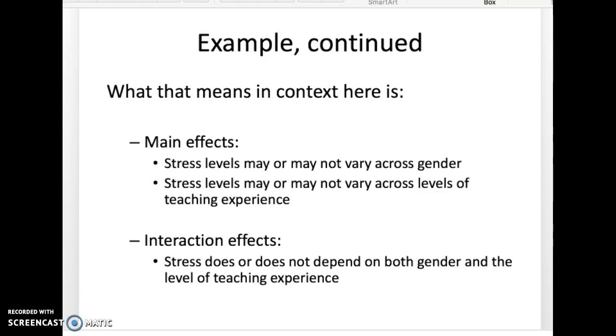What that means in context here is main effects. We're interested in the direct relationship between stress levels and gender. And then separately, stress levels and teaching experience and whether there's variability. With an interaction effect, we hypothesize, our research hypothesis, is that it depends on both. So for example, it might differ for women at a level of teaching experience, and it might be different for men of a different level of teaching experience.